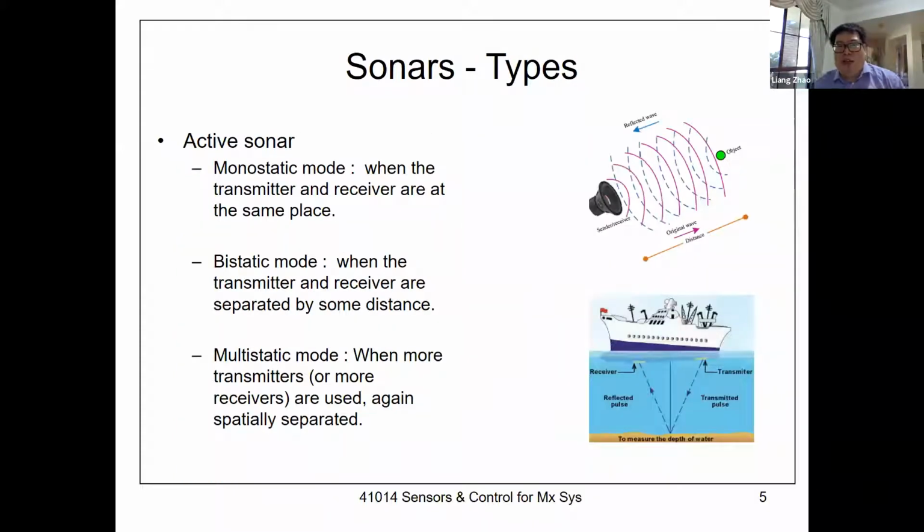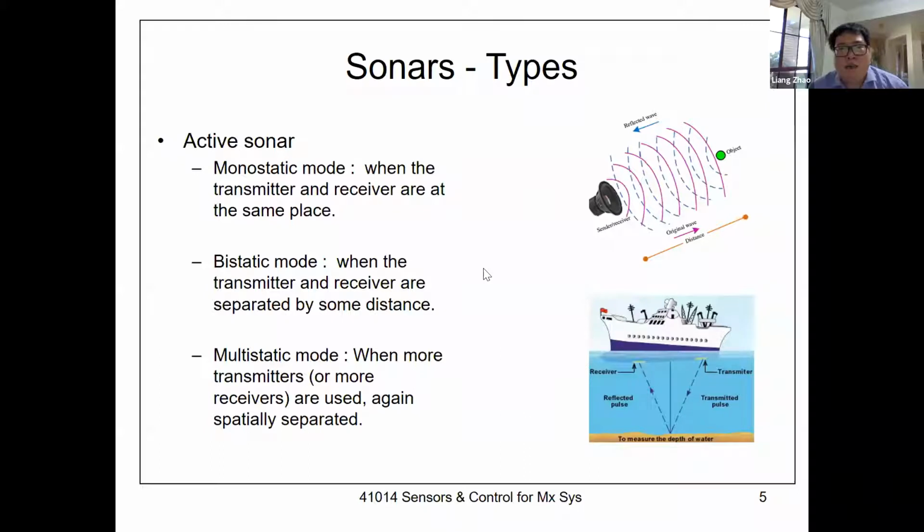All right, so for sonars, there are mainly two types. The first one is active sonar. This is what we always use, active sonar. Active sonar means it generates the sound and hears the sound it generated, right? So that's active: it generates sound and listens to the echo of the generated sound. And in active sonar, we also have three modes.